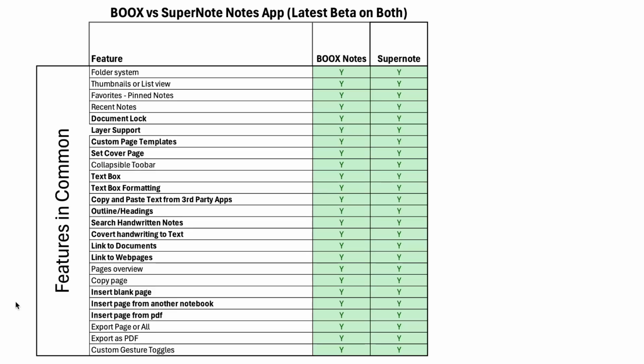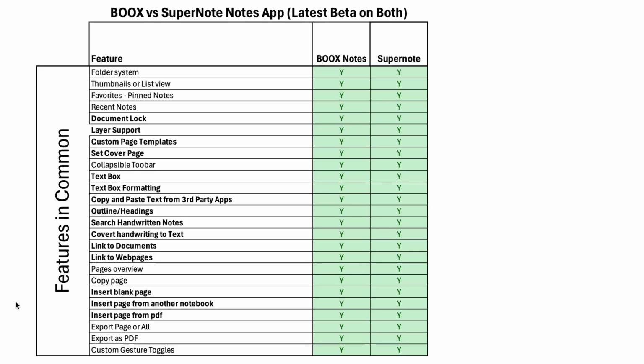Both also offer layer support, although it's limited on the Supernote platform to only notes that are not real-time recognition. So you have to do something other than a real-time recognition note. Both of them allow you to bring in custom page templates, templates that you find on the internet, or that you've created yourself. You can bring them in as either a JPEG or a PNG format, or even a PDF format. Both devices are very friendly in allowing you to do both of those things.